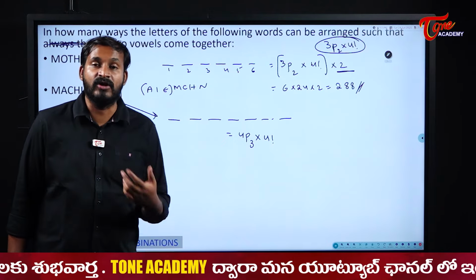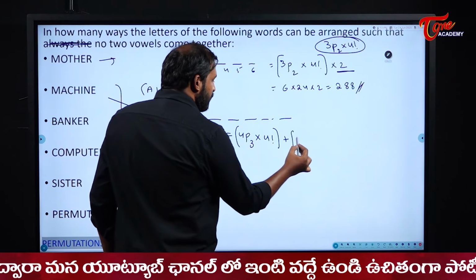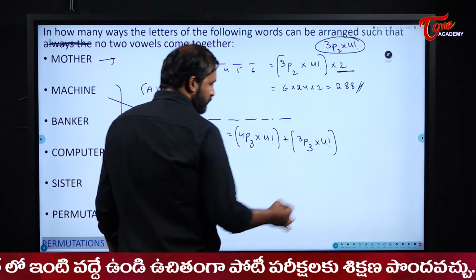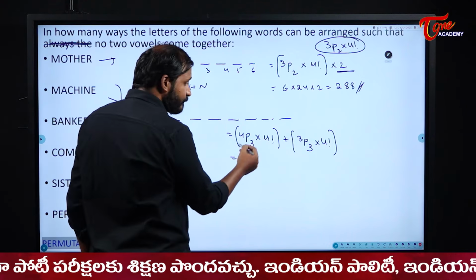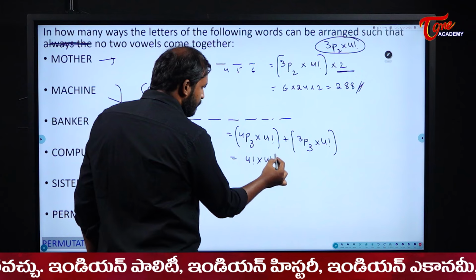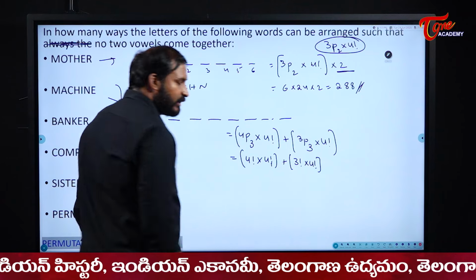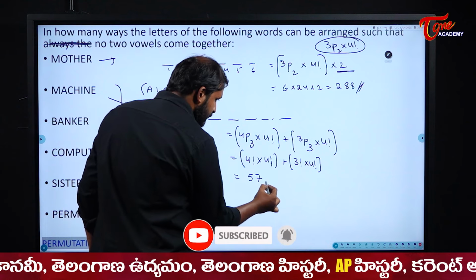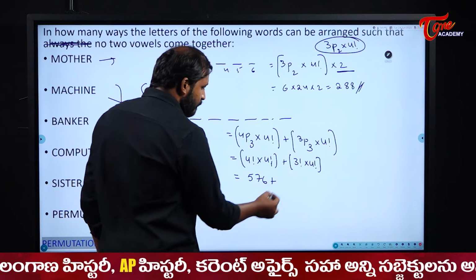Or else, if my vowels occupy the even positions, it will become 3P3, only 3 even positions, into 4 consonants, 4 factorial. Anyway, both are more or less the same. 4P3 is nothing but 4 factorial, so 4 factorial into 4 factorial, plus 3P3, which is 3 factorial into 4 factorial. 24 times 24 is 576, plus 6 times 24 is 144.